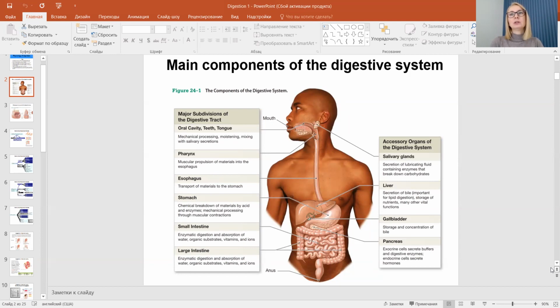The digestive tract consists of the oral cavity, pharynx, esophagus, stomach, small intestine, large intestine, and anus. Accessory glands are associated with the digestive tract. The salivary glands empty into the oral cavity, and the liver and pancreas are connected to the small intestine.